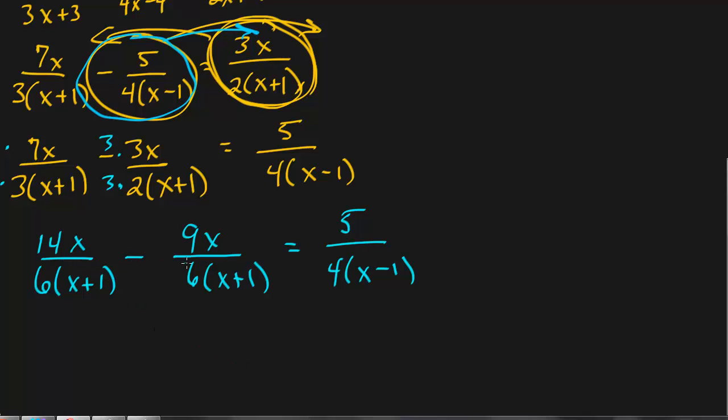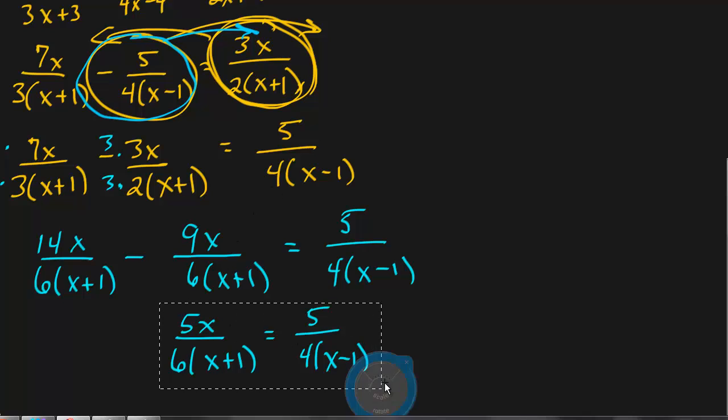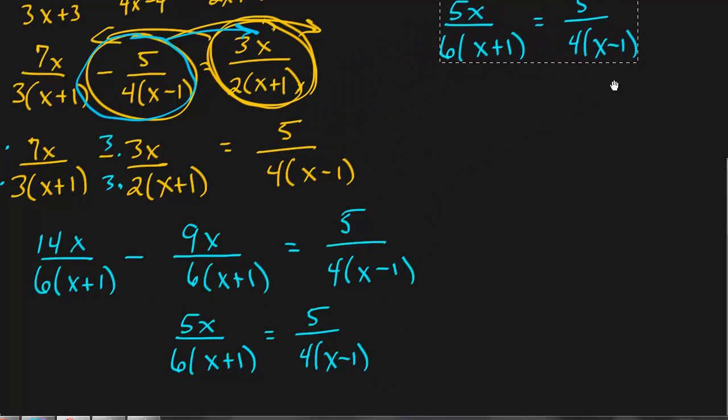Okay, now I'm going to put all this together. So 14x minus 9x is going to be 5x. So 5x over 6 times x plus 1 equals 5 over 4 times x minus 1. All right, so now we have a proportion. That's two fractions equaling each other, and whenever you have that, you can cross multiply. Now I'm going to try to get fancy and copy that. Let's see if this just works here. Yes. So I'm going to continue this work right here.